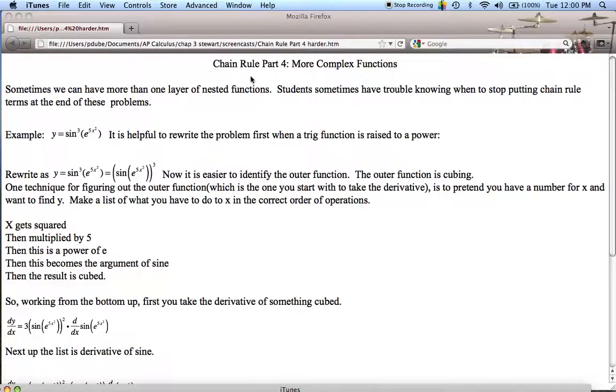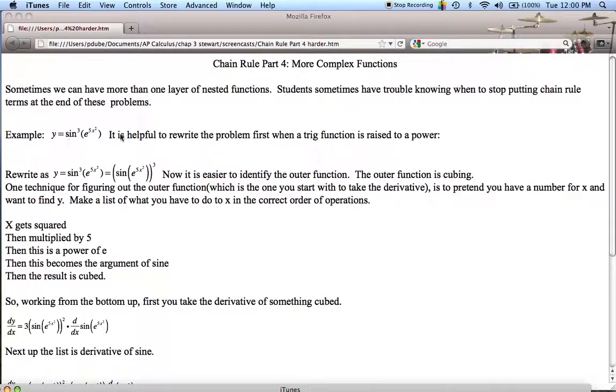Okay, the chain rule with more complex functions. What students tend to like least about the chain rule is you can put functions inside of functions inside of functions, and nobody can get in touch with their inner function anymore. So sometimes we have a hard time knowing when to stop. When have I applied the chain rule for the last time? What's my last chain rule kicker? So I'm going to try to sort some of that out with some examples here.